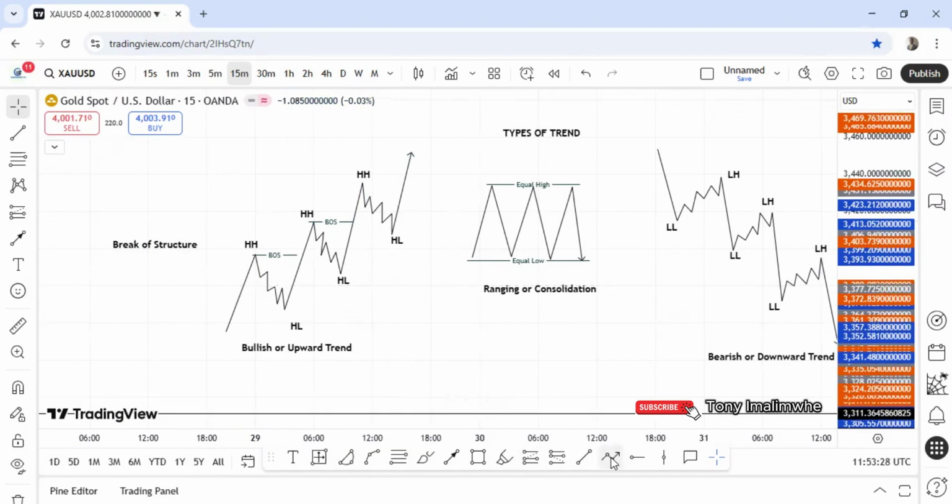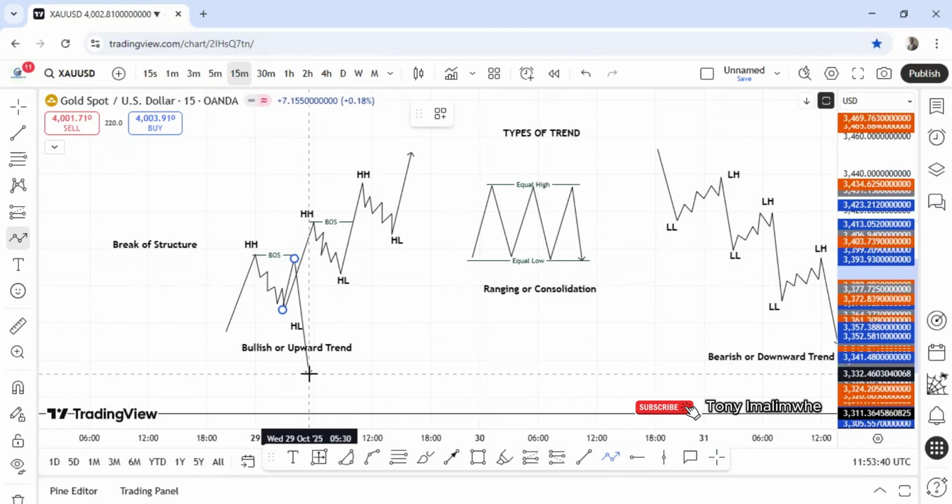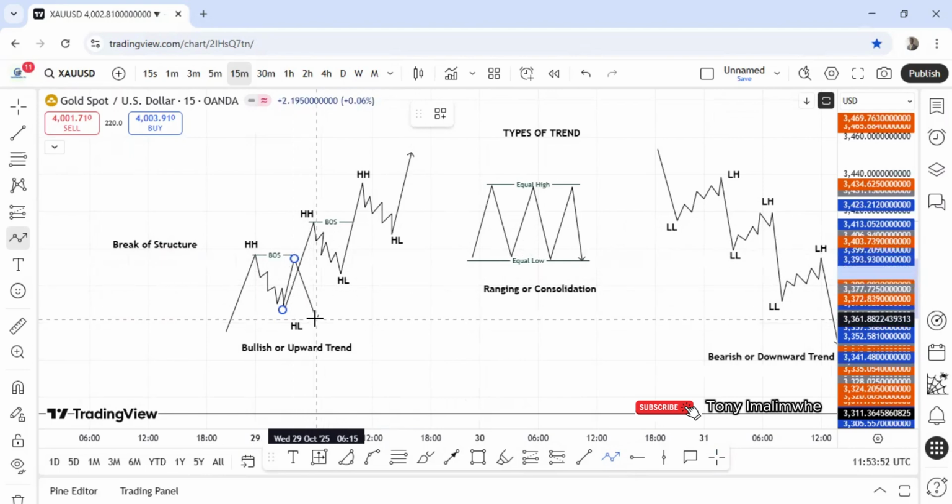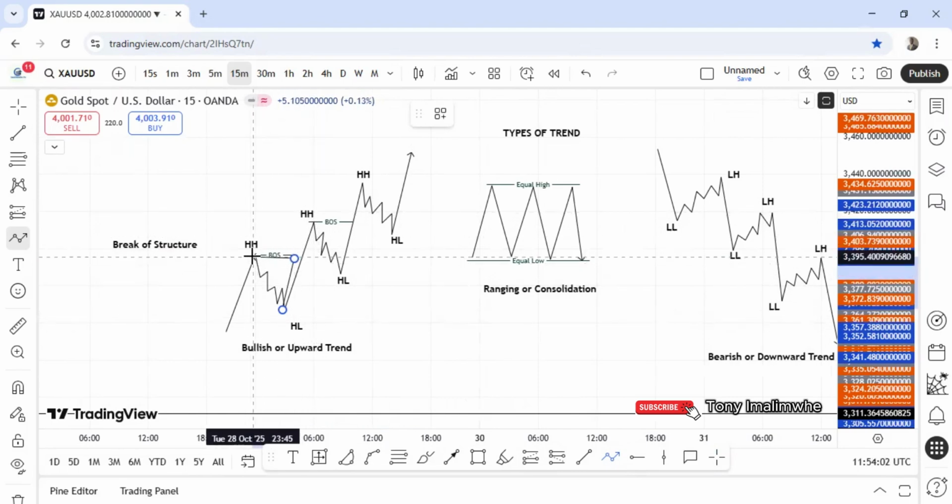Note that price can move from this price level, get to this level without breaking this high, and continue going down. Until price breaks this previous level to the upside, you do not have a break of structure. Price can even give you an equal high here and then go down. That is not a break of structure.